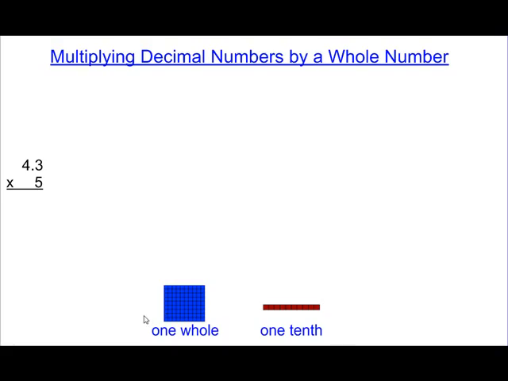In this clip, we are going to look at 4 3/10 times 5, where one whole will represent one flat and 1/10 will represent one rod with base 10 blocks. So the way we're going to model this question is by first looking at 4 3/10.